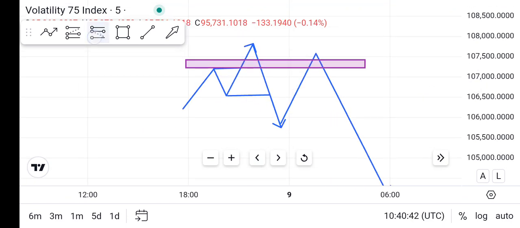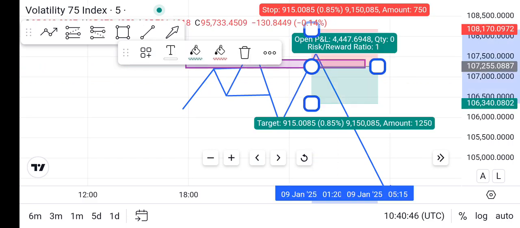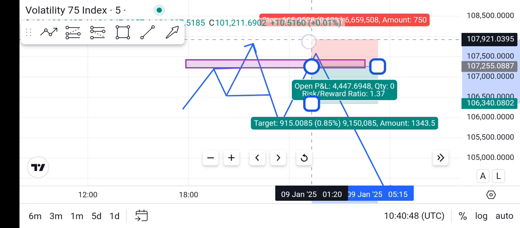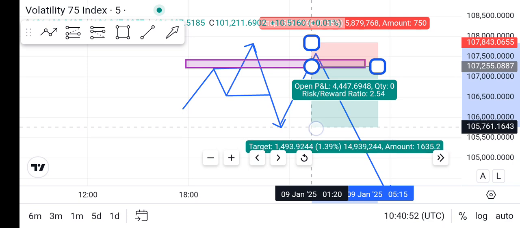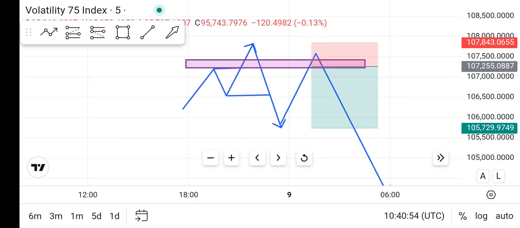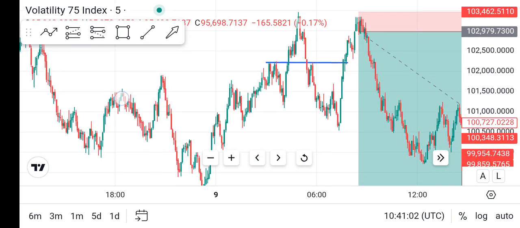So in this case, if I want to take this trade, I will put my limit order right here, then my stop loss will just be above this high, and my take profit can be below this low, something like this. This is just the model I'm trading. It's just as simple as ABC. So let me show you on the chart the trade I took. So here's the trade I took.